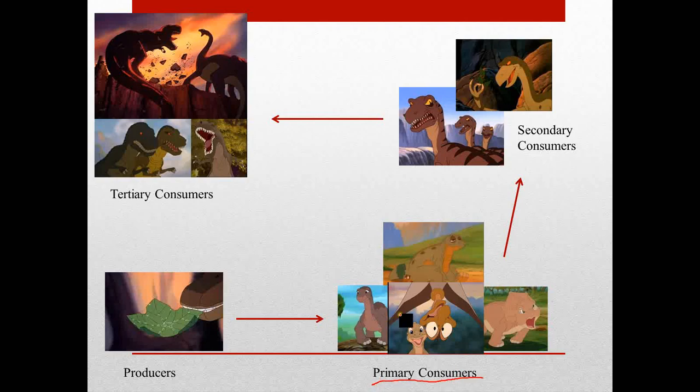Our primary consumers are our heroes. You know them very well. Just keep in mind, look at Ducky's mouth and Petrie's beak. None of these guys really have teeth, because they don't need to rip flesh or eat other animals. How it goes is they eat the plants, and that's how they survive.